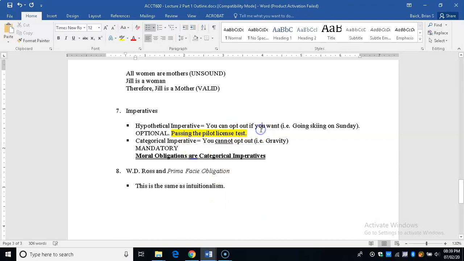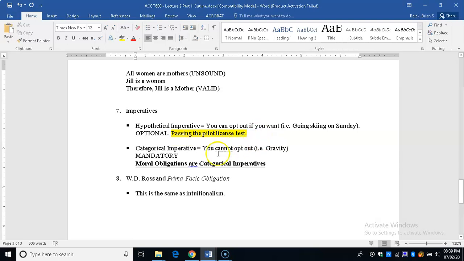What about a categorical imperative? What if I say, you want to become an airline pilot? Then I say, is it important for you to pass the pilot license test? The answer is yes. If you want to be a pilot, passing the pilot license test is a categorical imperative. You must do that. You must pass the test if you want to be a pilot.